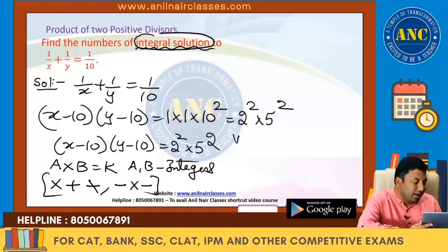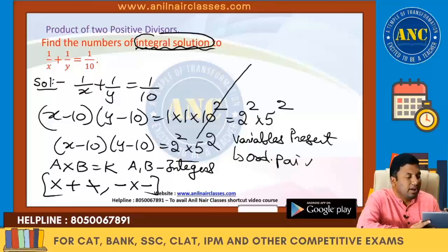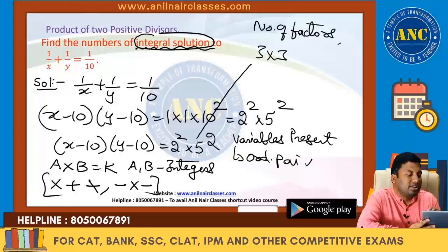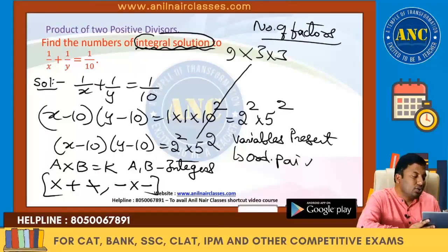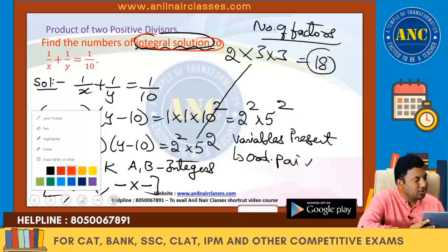So, if variables are present in the question, then it is an ordered pair. This will be the number of factors. Number of factors is nothing but 9. But into 2 will come. 9 2s are 18. Why did that into 2 come? Because it is an integral solution.